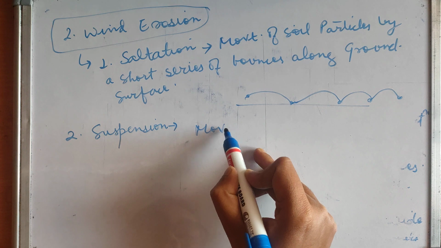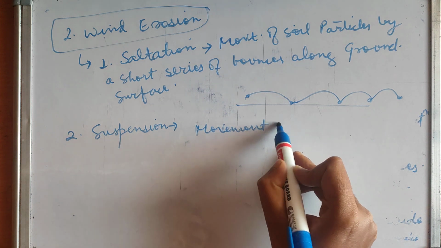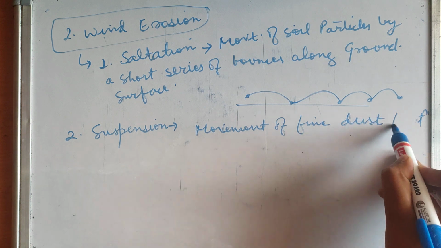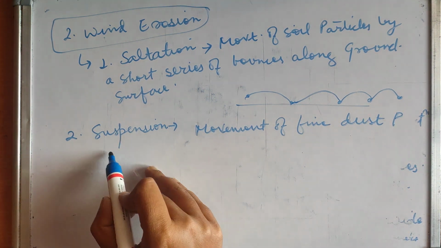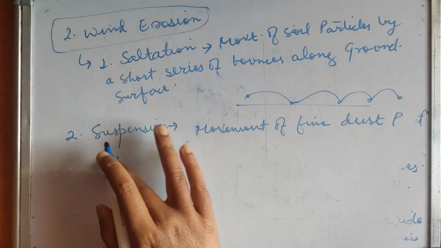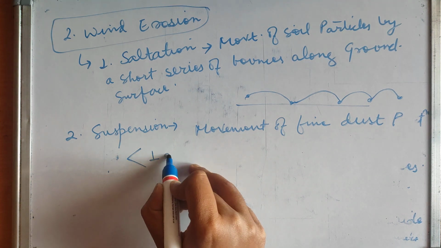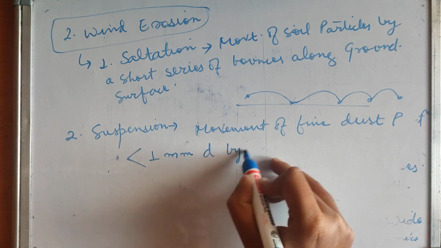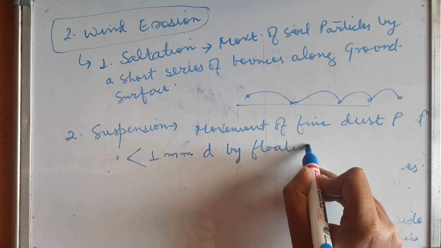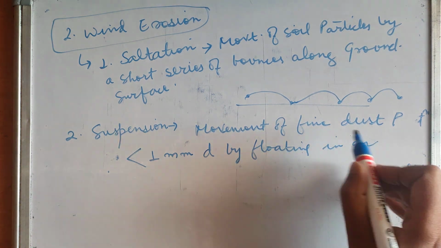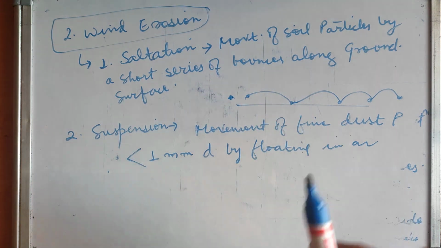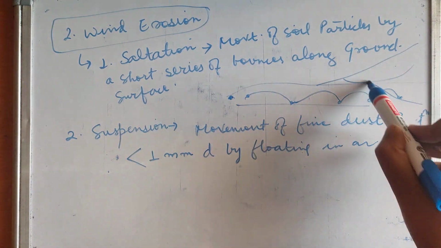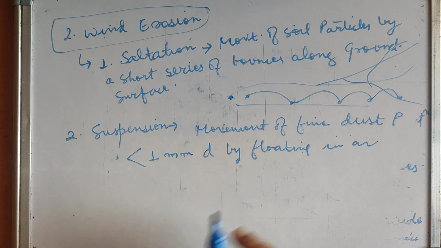Now second one is suspension. Movement of fine dust particles smaller than 1 mm diameter by floating in air. This fine dust particle is floating in air here and there and here and there. So this is suspension.